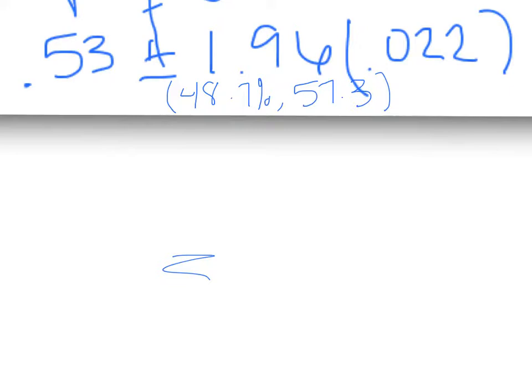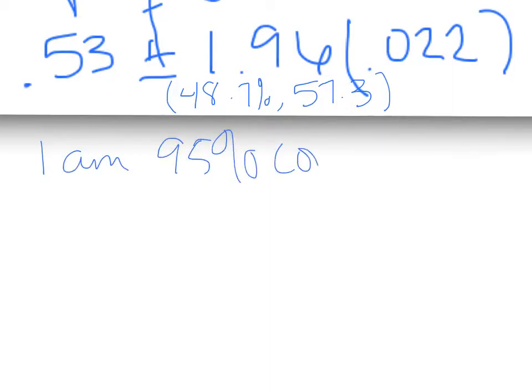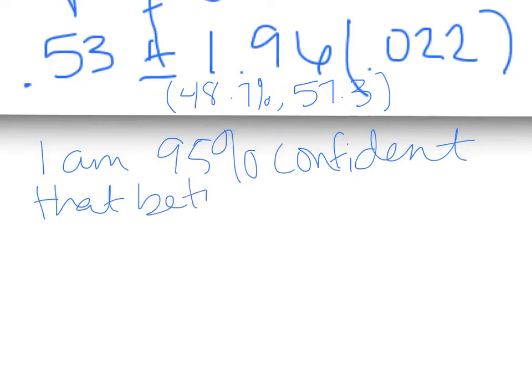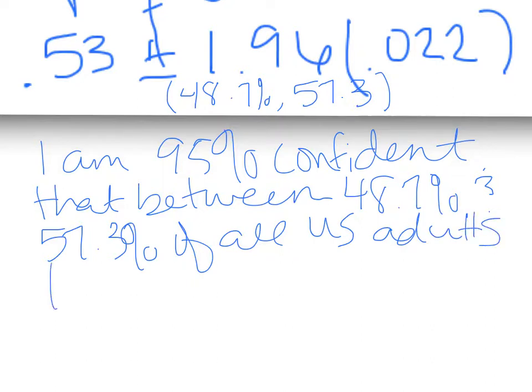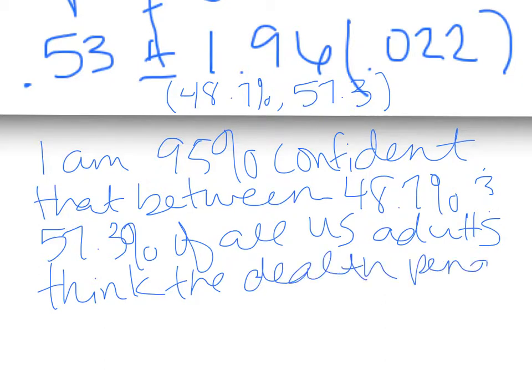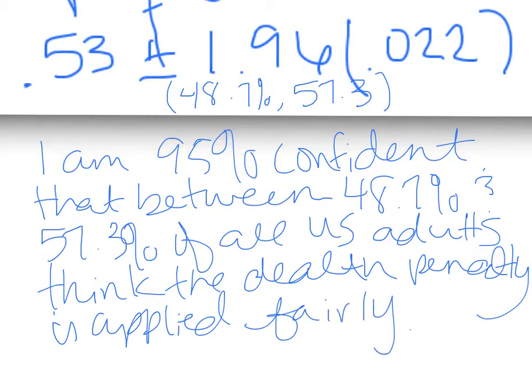Then I have to write my sentence. I say I am 95% confident. We're not saying we're 100% right; we're saying 95% confident that between, and then we give our range, 48.7% and 57.3%, and now we put it in context: of all U.S. adults think the death penalty is applied fairly. Remember, that sentence is one you have to memorize. You put your confidence level, I'm 95% confident, then your range, that between here, and then it has to be in context.